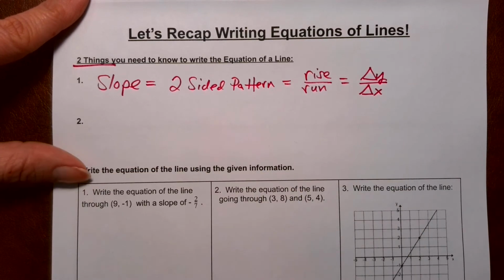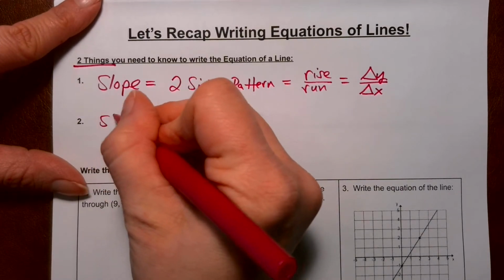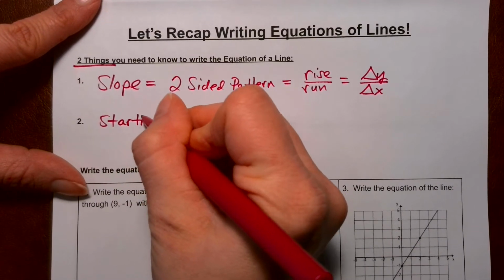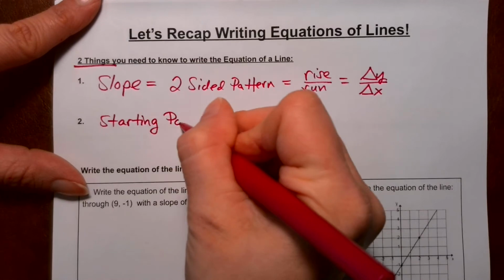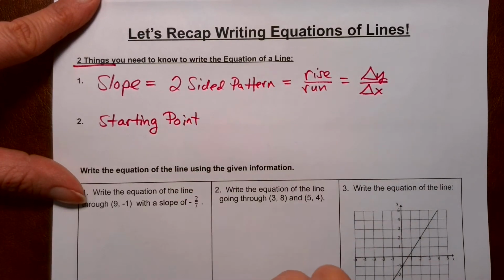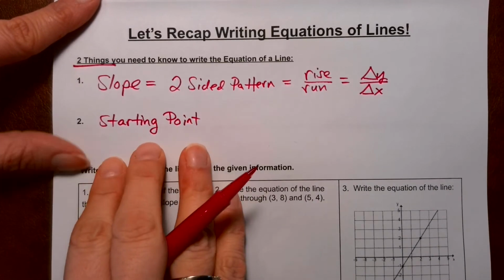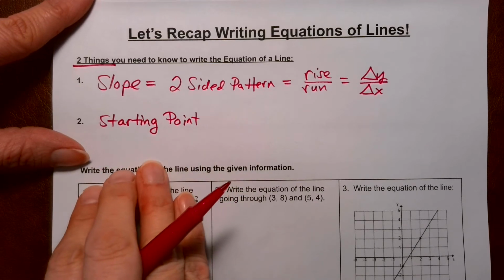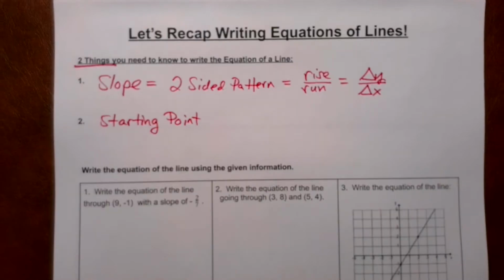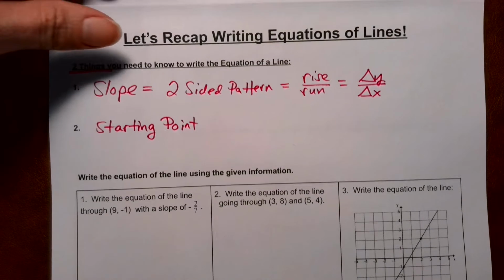The other thing you definitely need to know is the starting point. Now you have to have some sort of starting point from your table in order to do this. I love when the starting point has a 0, but if not, we'll just adjust. Okay, let's take a look at some examples here.